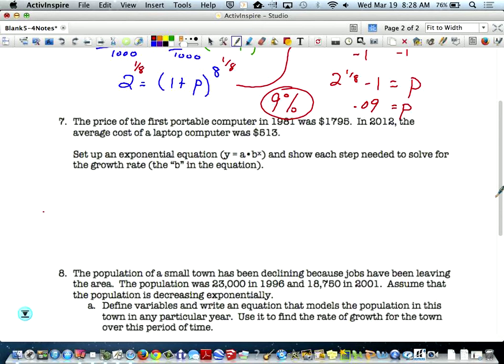The price of the first portable computer in 1981 was $1,795. In 2012, the average cost of a laptop computer was $513, and it did much, much more than it used to do in 1981. Set up an exponential equation, show each step needed to solve for the growth rate.